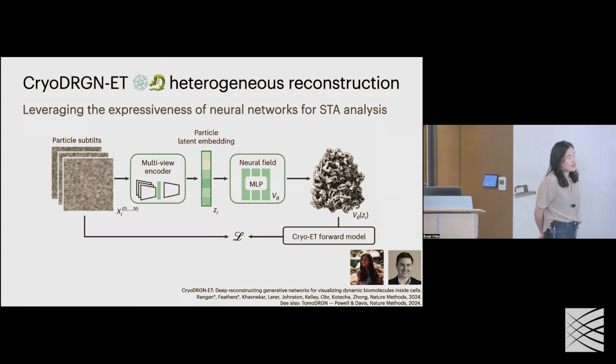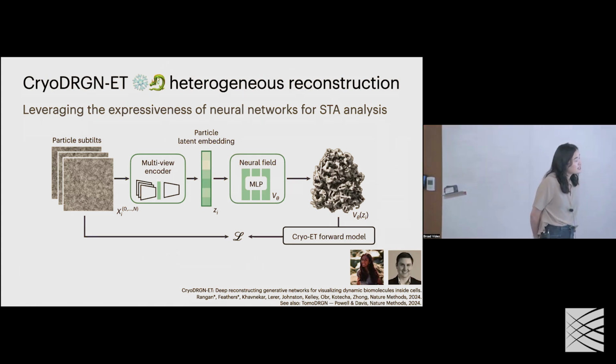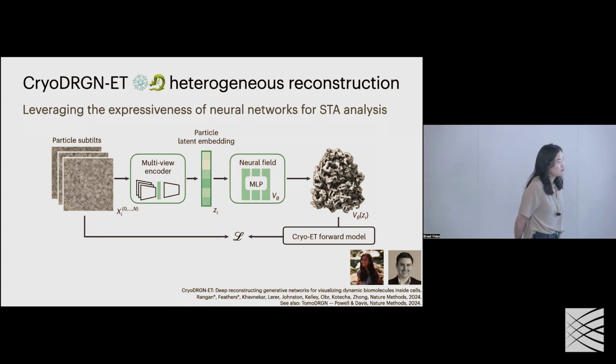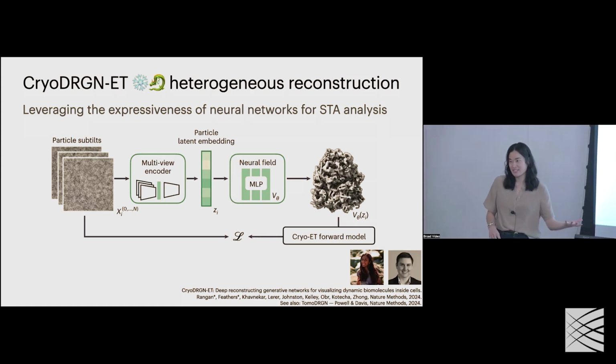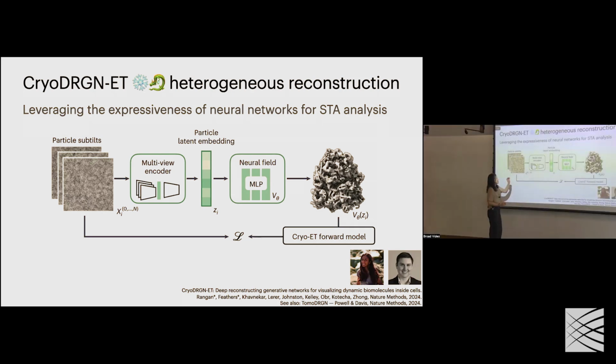And so something that we worked on in the group right when I started is extending cryoDRGN, which is ideally, in the ideal case, useful for single shot heterogeneity analysis of single particle data to cryo-ET data. So the high level schematic looks pretty similar. The main changes are, instead of a single view encoder, we do a multi-view encoder. Actually, this is a little bit different than the standard way.